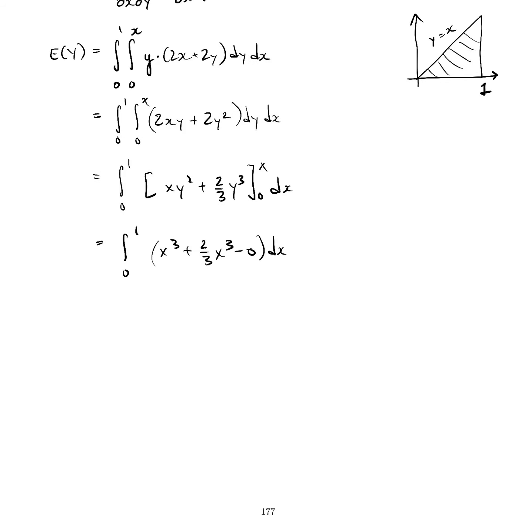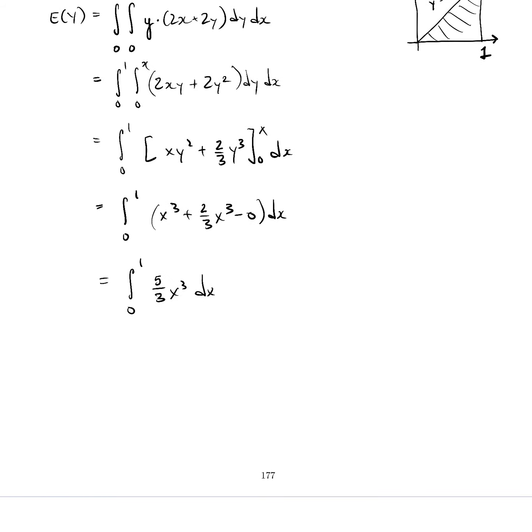So if we combine those, we get the integral from 0 to 1 of 5/3 x cubed dx, which, so 1/4 x to the 4th, and so we're getting 5/12 x to the 4th from 0 to 1, or 5/12 minus 0 is equal to 5/12.